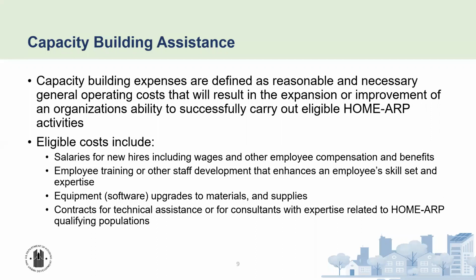Eligible costs include salaries for new hires, including wages and other employee compensation and benefits, employee training, or other staff development that enhances an employee's skill set and expertise, equipment like software and materials and supplies, and contracts for technical assistance or for consultants with expertise related to HOME-ARP qualifying populations.